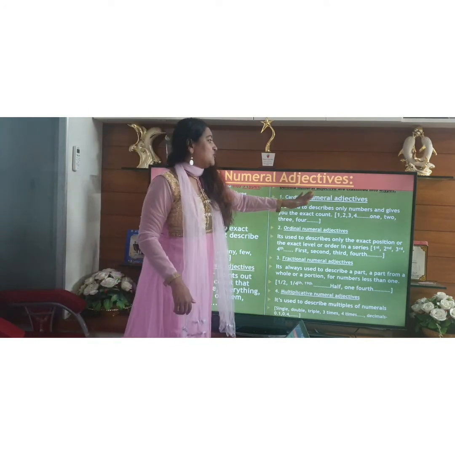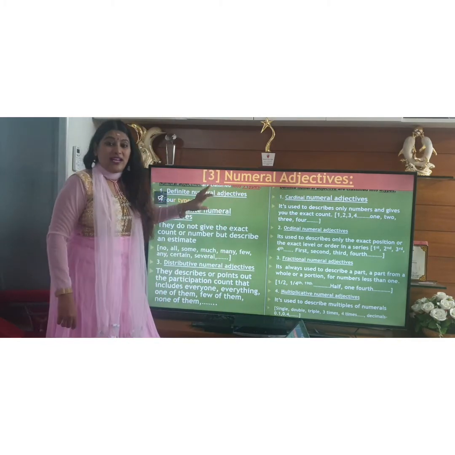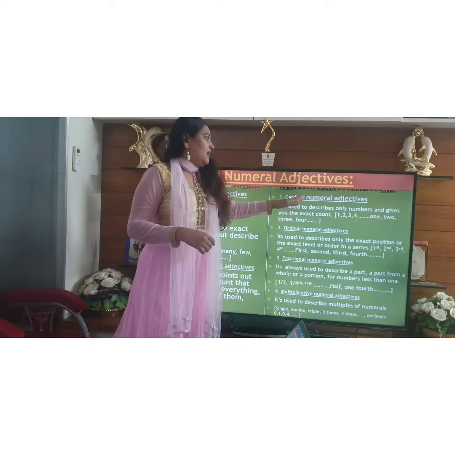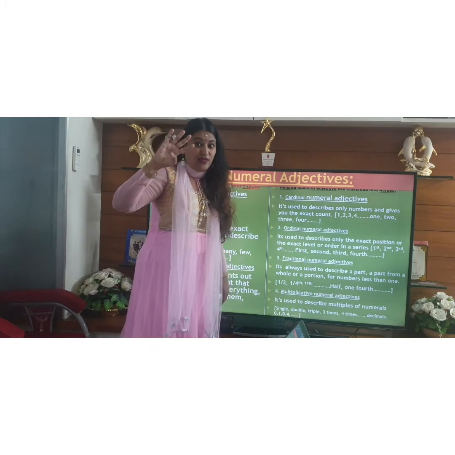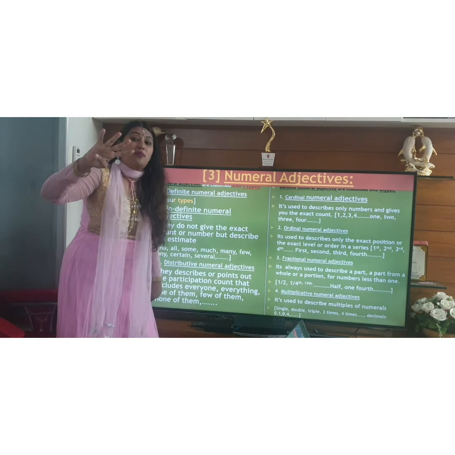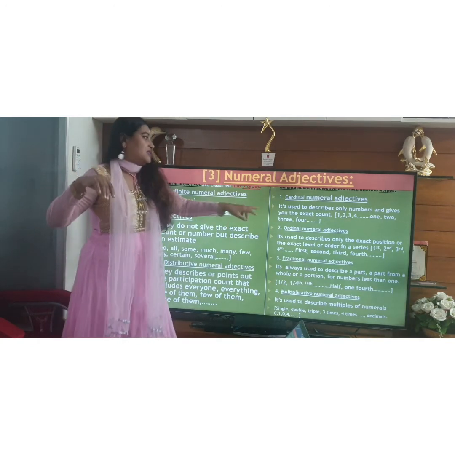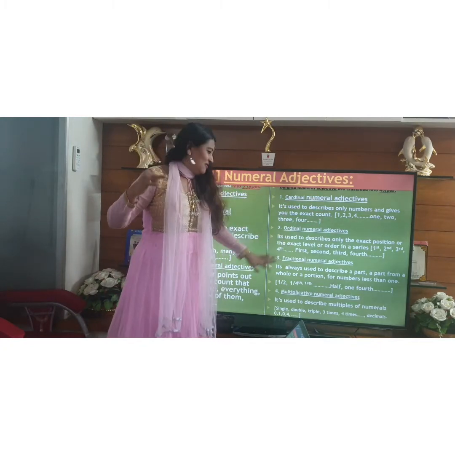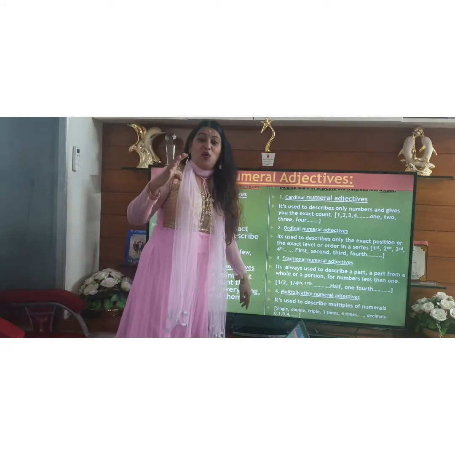Okay? Now first is definite numeral adjective. What's that? Definite numeral adjective has been classified into 4 forms. It can be identified in 4 ways. First is cardinal numeral adjective, ordinal numeral adjective, fractional numeral adjective, and multiplicative numeral adjective.